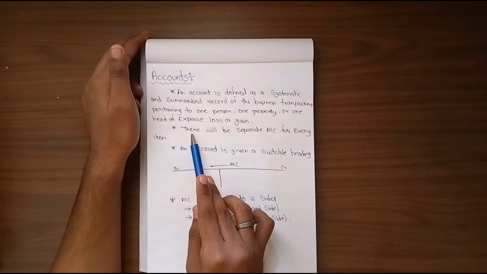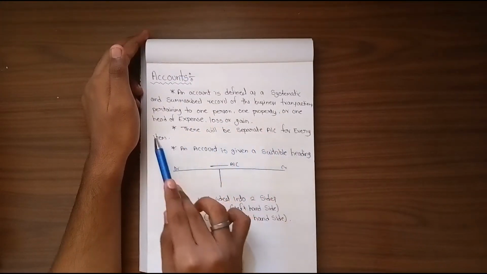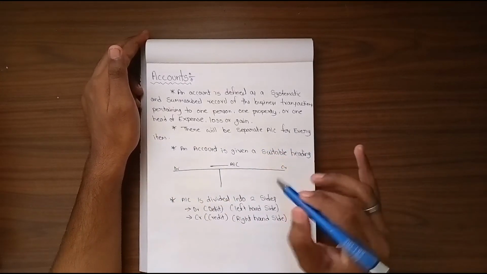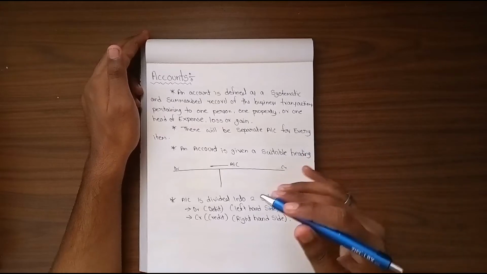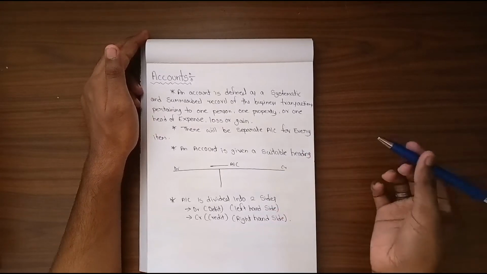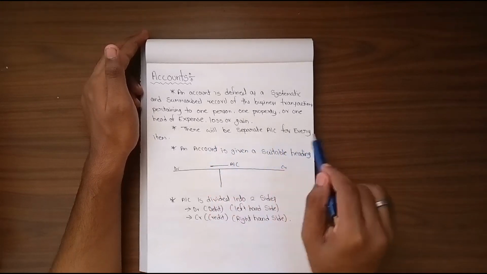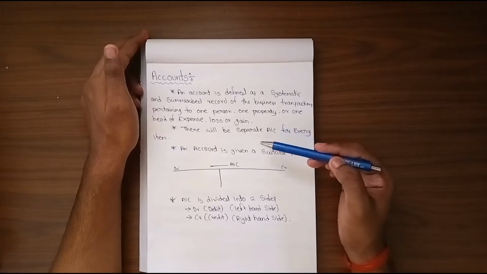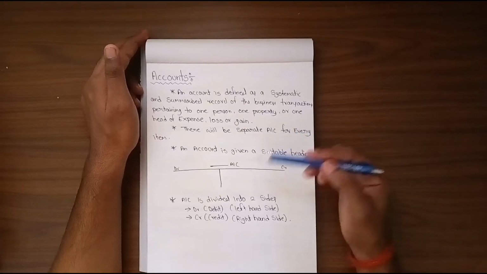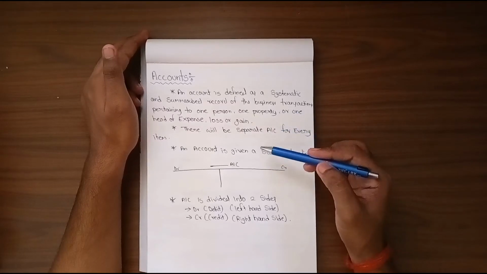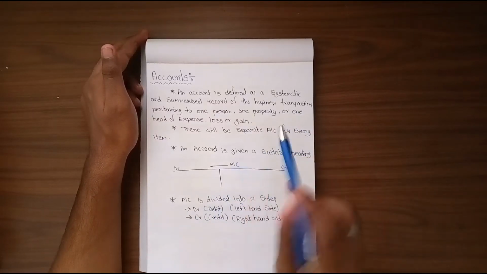Number two is that there will be a separate account for every item. In accounting, whether it is expenses, income, purchases or capital, there will be a separate account for every item. If we are paying salary to a person, there will be a salary account. If we are paying rent, there will be a rent account. If we have purchased machinery, there will be a machinery account. These are all types of accounts.